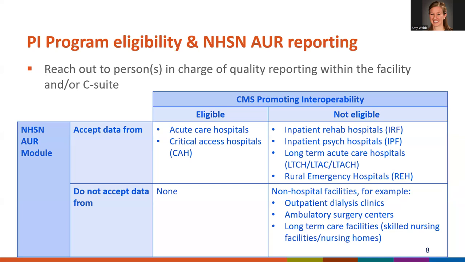Then we have a handful of facilities that can report AUR data to NHSN, but are not eligible for the PI program. That includes the rehab, psych, LTAC, and the rural emergency hospitals. And then the last square are those facilities that are not eligible for the program, but also not able to submit AUR data into NHSN. Those are the non-hospital facilities, the outpatient dialysis clinics, the ASCs, and the long-term care facilities.